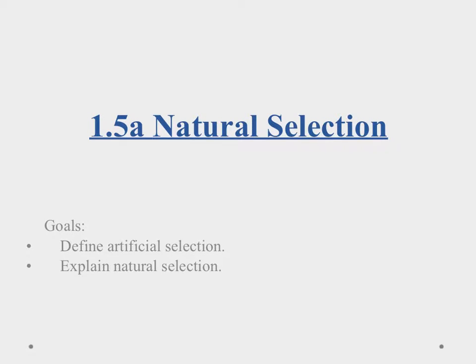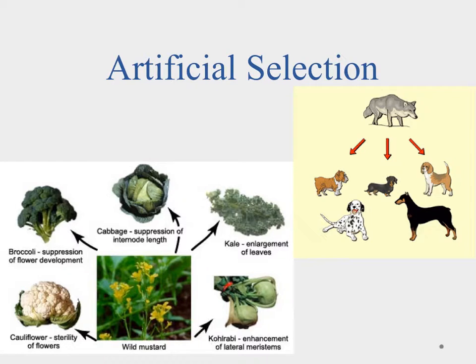In the video today we're going to define what artificial selection is, and then we'll go over what natural selection is. Okay, so let's begin with a talk real quickly about artificial selection. Artificial selection is exactly what it sounds like, artificial or man-made selection.